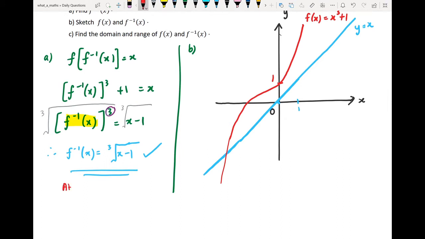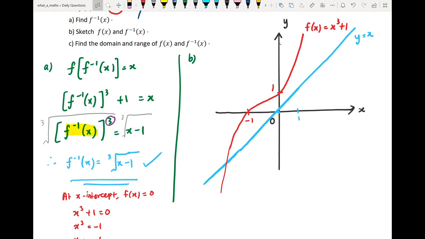At the x-intercept, f(x) is equal to 0. So I have x cubed plus 1 equals 0. x cubed equals negative 1, so x equals negative 1. Over here, this will give me negative 1. Now I already have my f(x), and I also have the line y equals x. I can sketch my f inverse by reflecting my f(x) along the line y equals x.